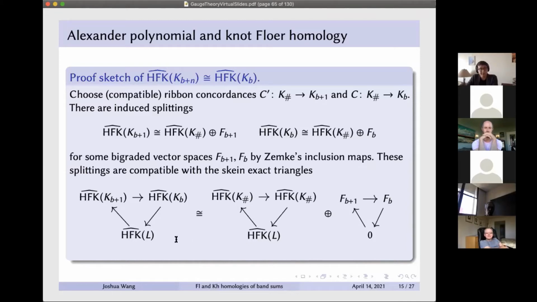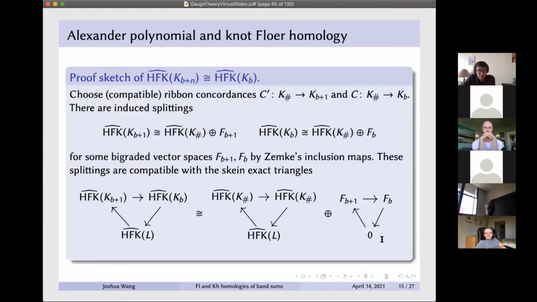And what you find is not only a direct sum splitting of vector spaces, but a direct sum splitting of Skein exact triangles. So the Skein exact triangle of the arbitrary band splits as the direct sum of the triangle for the trivial band plus this triangle over here on the right.